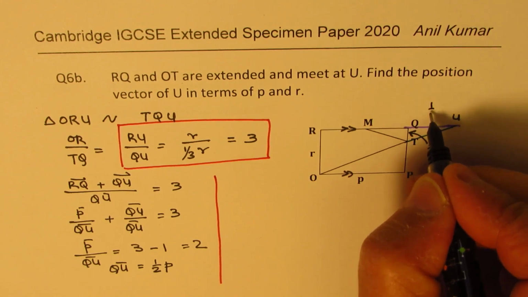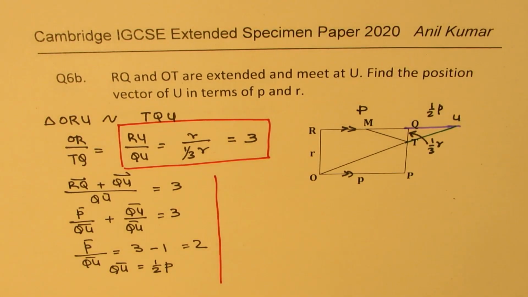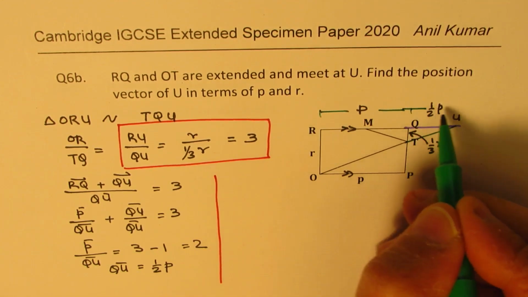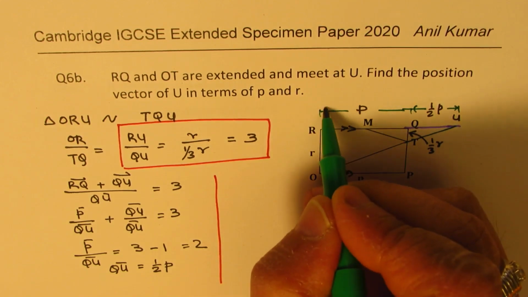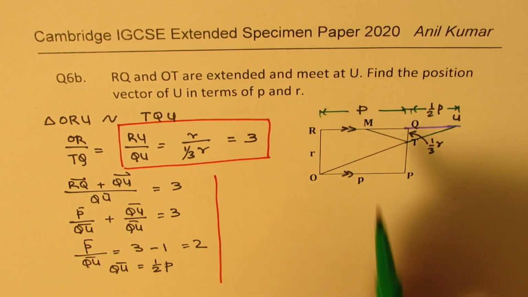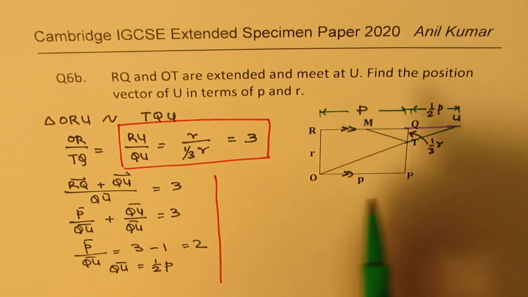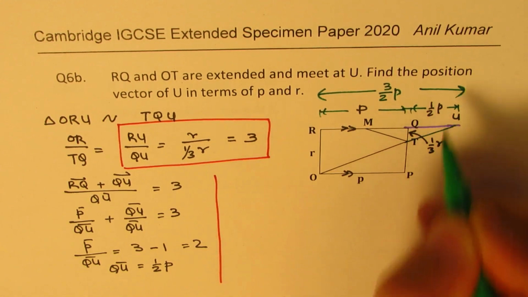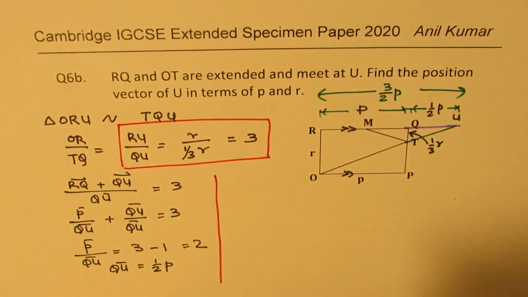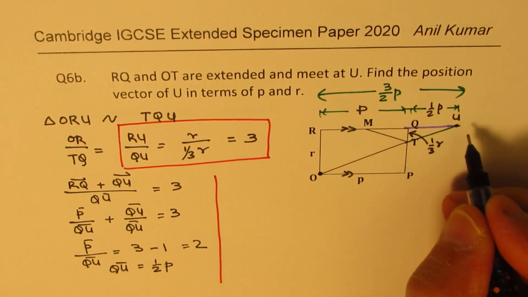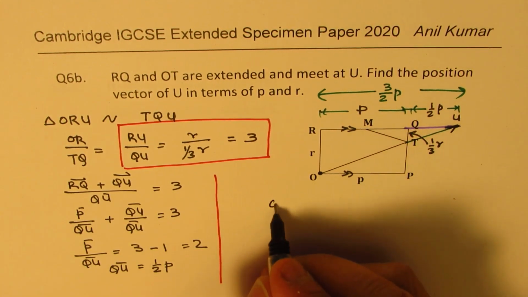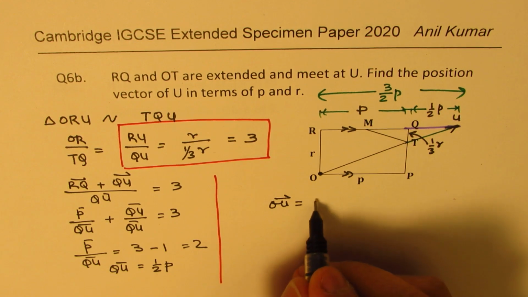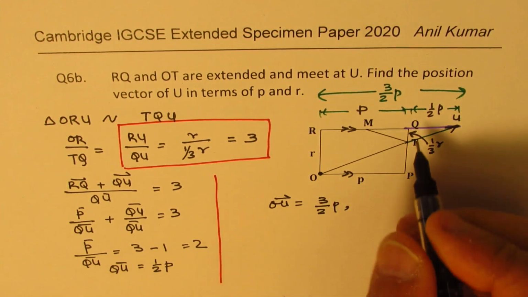So this portion here is half p and this portion here is p, correct? So that's what we have. This distance is p and that is half of p. So total is how much? Total will be p plus half p, that is 3 over 2, right? So 3 over 2 p is the total distance. Correct? So from O to U, this particular position vector, OU, should be equal to, the x value will be 3 by 2 p and the y value will be r.